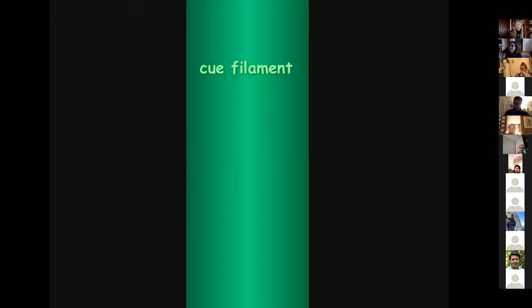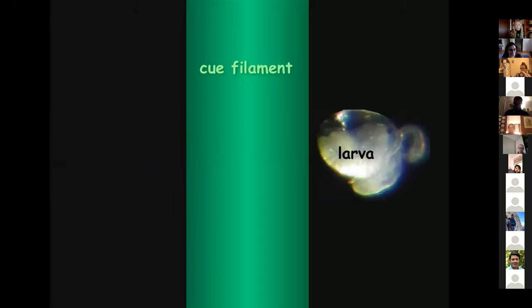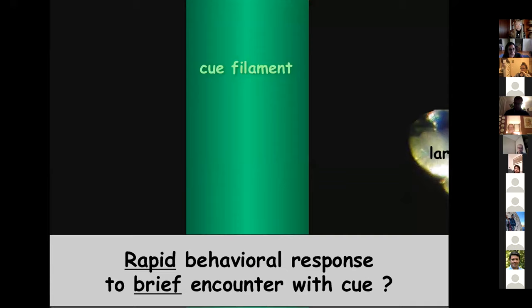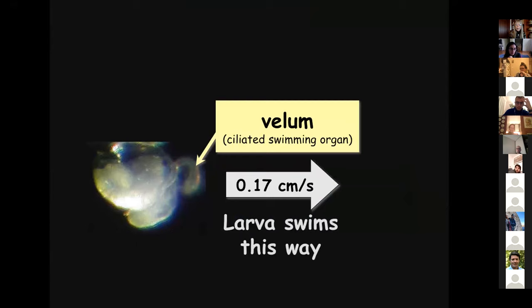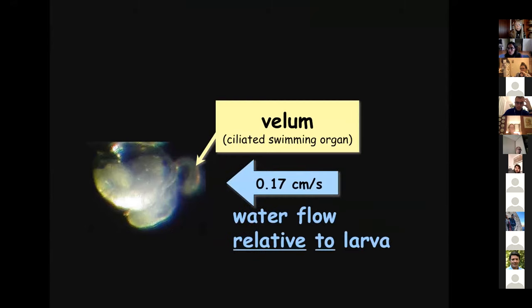So basically our problem is there's a cue filament, the larva swims through it, and we want to know, does it have any rapid behavioral responses to a very brief encounter with that cue? Let me orient you to what you're seeing here. This is the larva. It swims with a ciliated organ called a velum. It has a shell and it has a foot like a little snail. And the larva swims this way. We figured out how fast it was going, but the water flow relative to the larva is in the opposite direction at the same velocity.